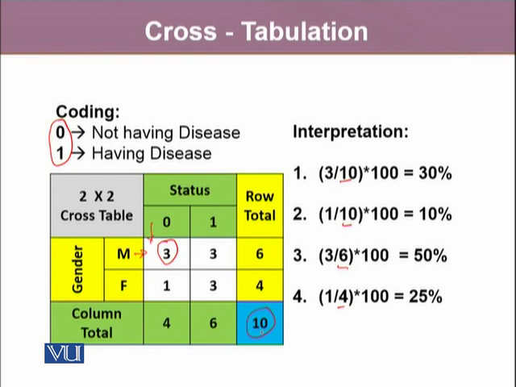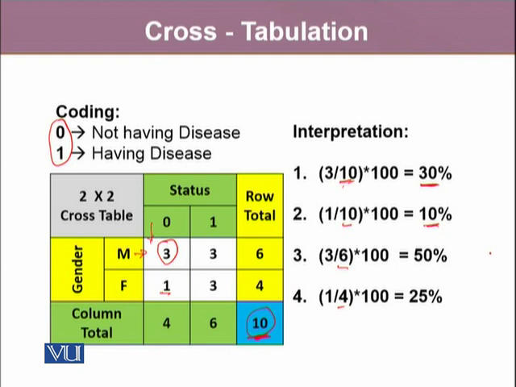If we take the proportion with respect to the grand total, which is 10 here, and multiply it by 100, the answer is going to be 30%, which shows that in our whole data, there are 30% males who do not have a disease. Similarly, for females, if we divide 1 by 10 and multiply it by 100, it has to be 10%, which means there are 10% females who do not have the disease in our data.